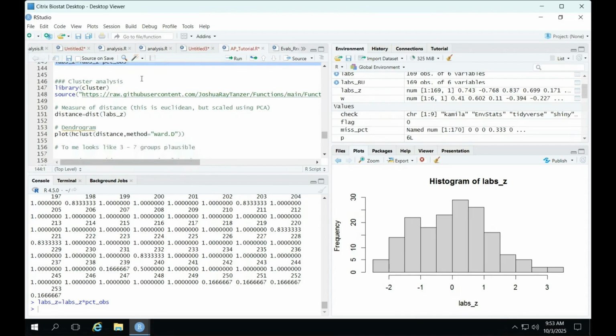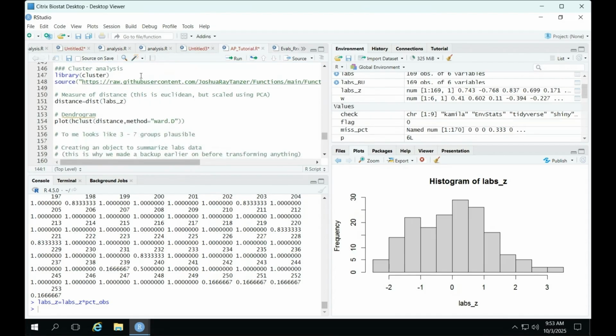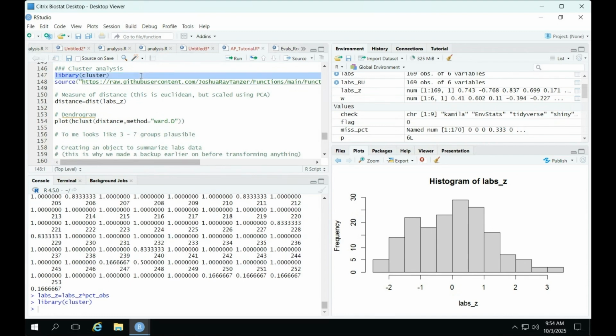Now we can actually do the cluster analysis to compare different groups of people. First, we'll need the package called cluster. Also, I wrote some functions just to make this really easy to do, and I'll put this in the description with the rest of the code here. This will read all of the functions that I'm going to use, because some of these are custom functions I wrote to make cluster analysis as easy as possible. So you can run that and use the functions on your own.